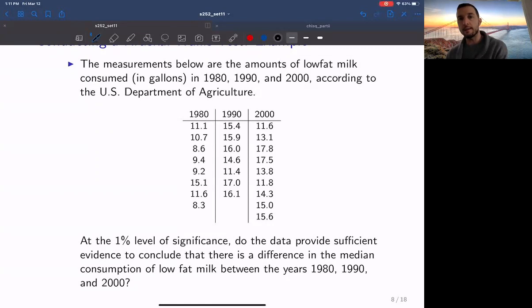Okay, so let's work through an example of the Kruskal-Wallis test. The measurements below are the amounts of low-fat milk consumed in 1980, 1990, and 2000, according to the US Department of Agriculture. At the 1% level of significance, do the data provide sufficient evidence to conclude that there is a difference in the median consumption of low-fat milk between the 3 years?